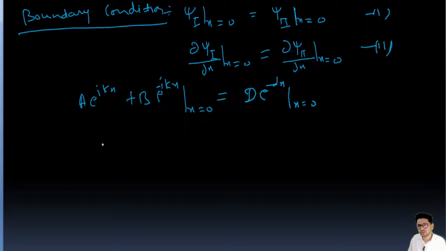Okay, so we will solve it. We will put x equal to 0, so it is going to be a plus b equal to d, because e to the power ik into 0, e to the power 0, is going to give value 1. This is equation number 3.